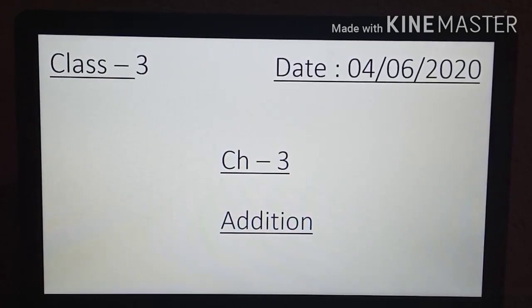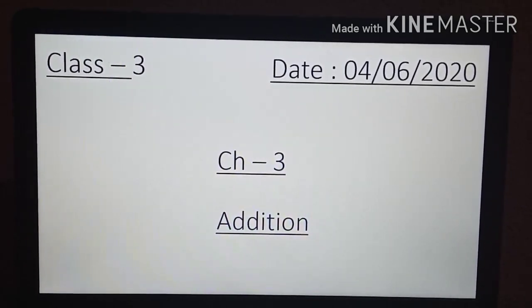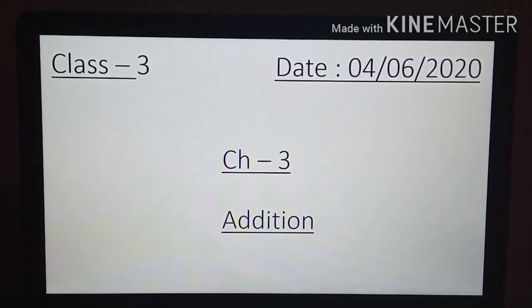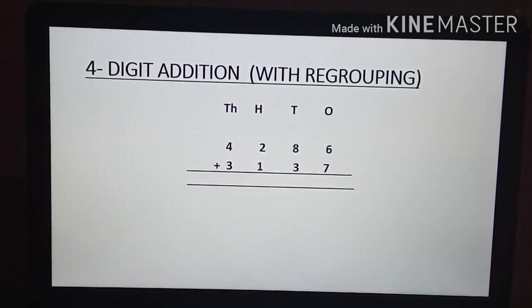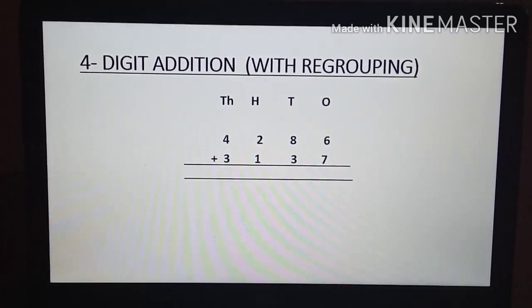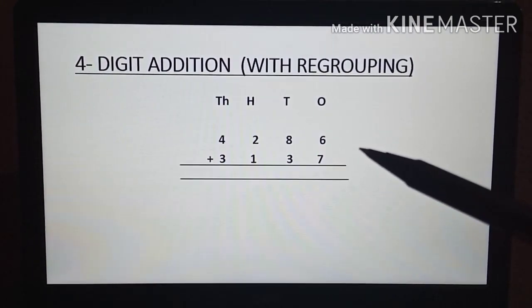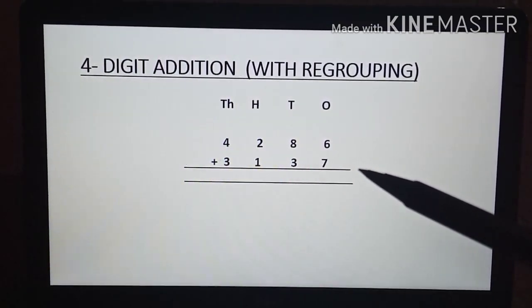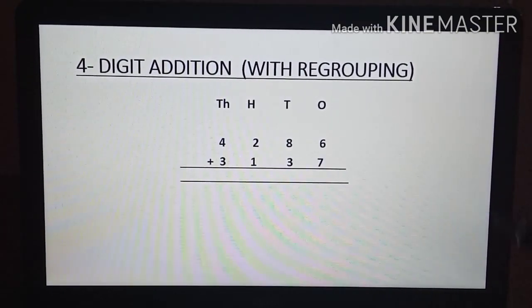Today we will do 4-digit addition without regrouping and with regrouping. Okay, so I am taking here an example, 4-digit addition with regrouping. So here you may see two addends are there, 4286 and 3137. Here you have to add.